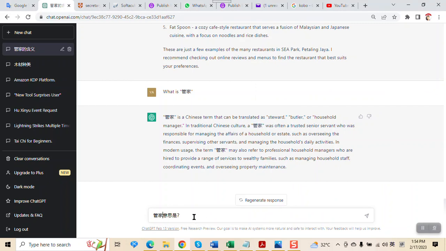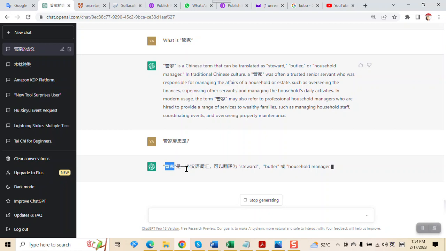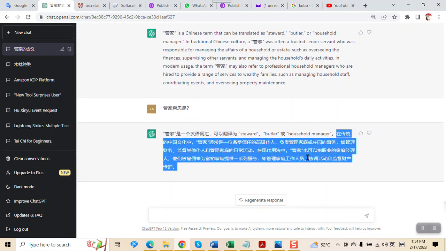Then this one, everything in Chinese. The Chinese, oh, this time is quite fast. No, it's not 双语词汇了。管家 is a Chinese words. Okay, so many times, yeah, blah blah, mostly is in Chinese.